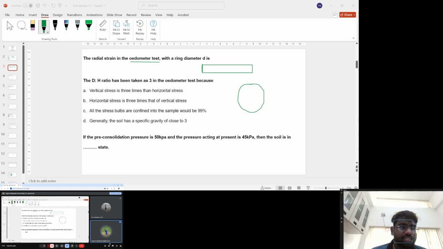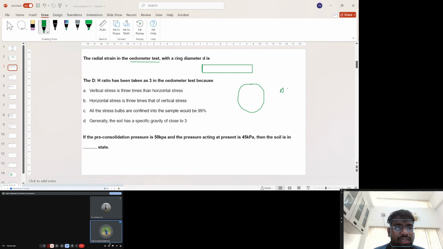So what does radial strain mean? The vertical strain is delta H by H, if this is H. This is vertical strain. Radial strain is the change in diameter by the original diameter, right?